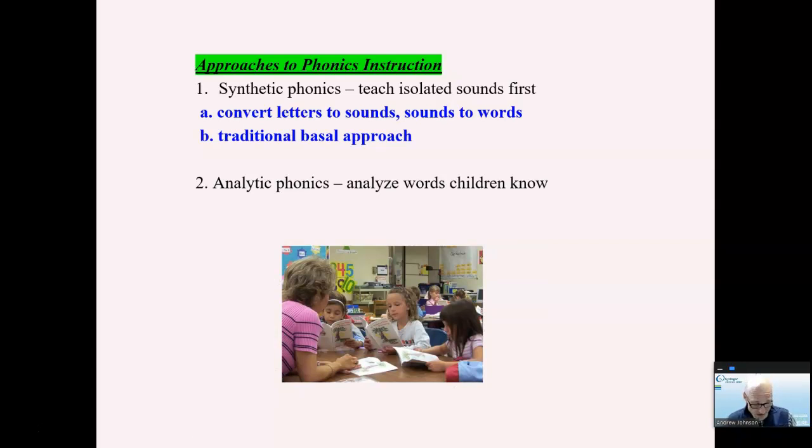The second one is analytic phonics. Children analyze words that they know. And in the language experience activity or approach, I described how you do this. You write words and then they find the words in the beginning, middle, or end. They're analyzing, and you're teaching phonics in the context of authentic writing, stories, or books.